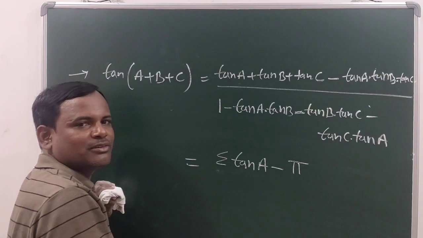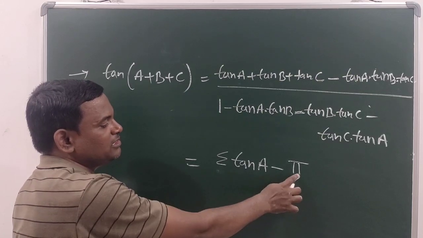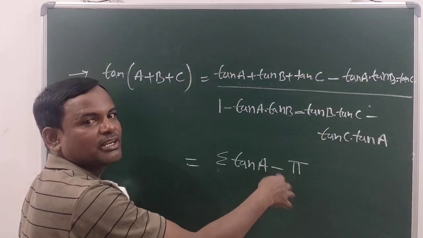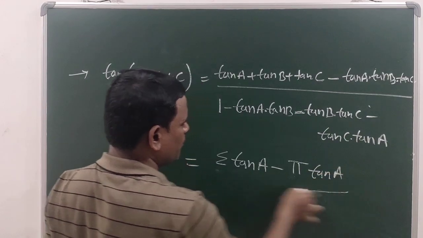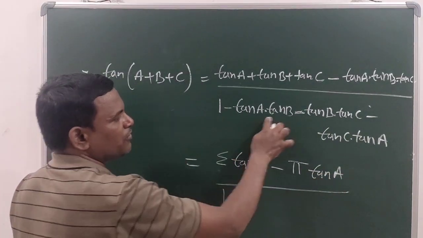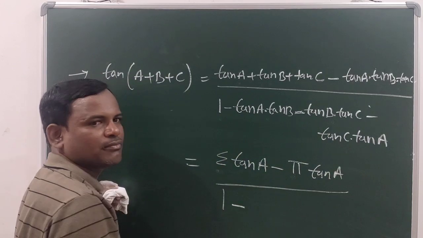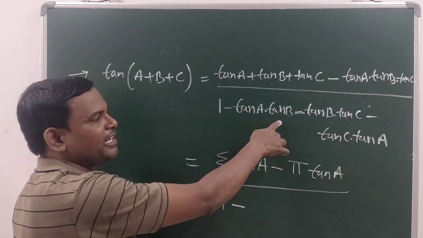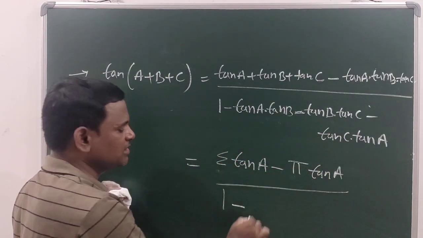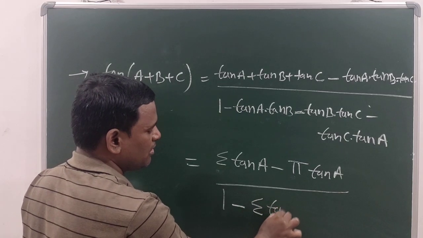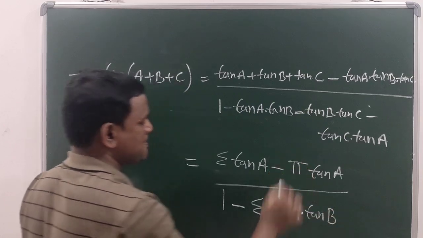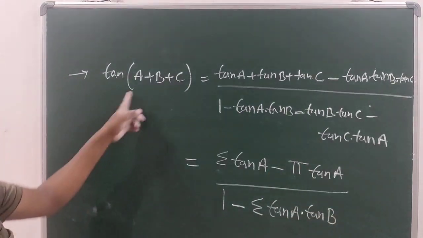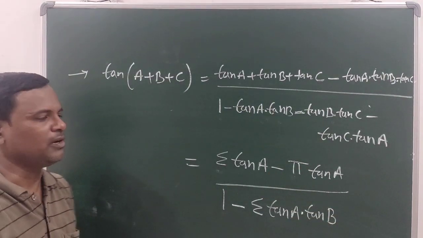What is the meaning of this? It represents the product, tan A tan B tan C, whole by 1. From these three terms in the denominator take minus common. So inside what do you get? Tan A tan B plus tan B tan C plus tan C tan A, that is sigma tan A tan B. Okay, so this is the tan(A+B+C) formula.